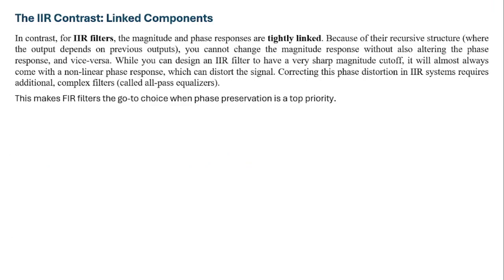So in contrast, for IIR filters, the magnitude and phase responses are tightly linked. Hence we do not get this advantage in IIR filters. In an FIR filter, we can treat the magnitude response and the phase response separately, and we can create linear phase responses. However, this is not possible in the IIR filter because both the zeros and the poles come into effect, and the phase and the amplitude response are tightly linked.